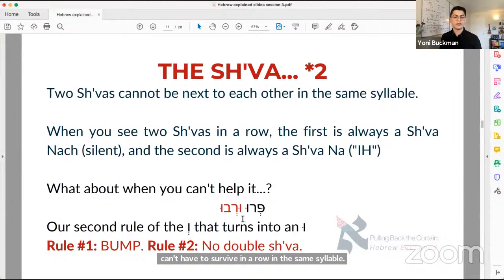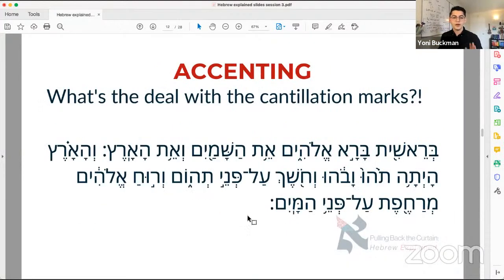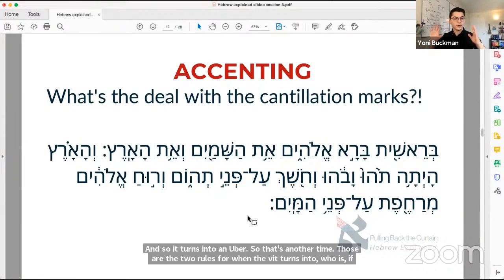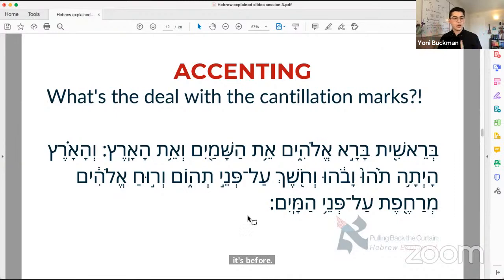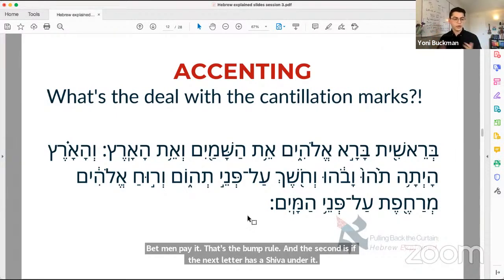There are other ways that we avoid the double shva, but I just want to share that. Okay, so now we get to accenting. Accenting is really important in Hebrew. Remember, a vowel that is long or short is happy in an open or closed syllable if the syllable is accented.